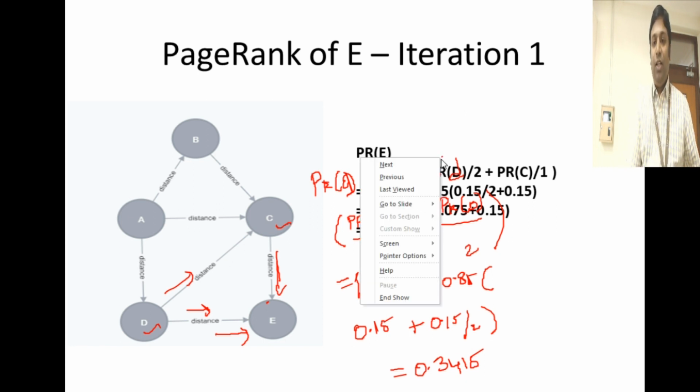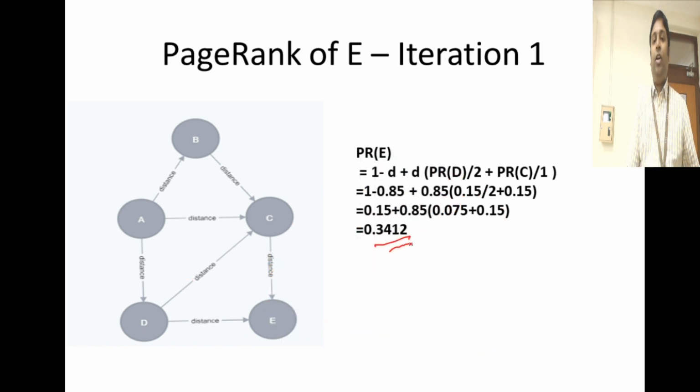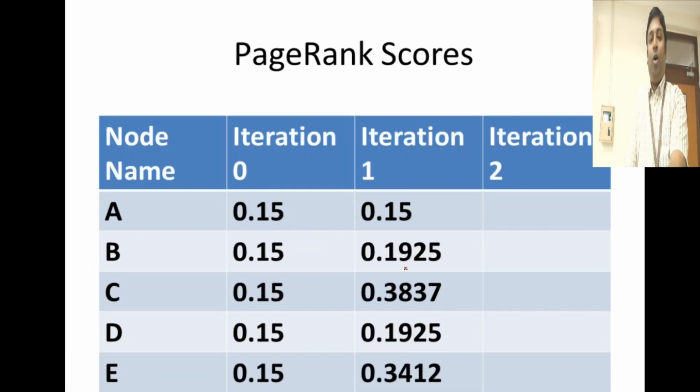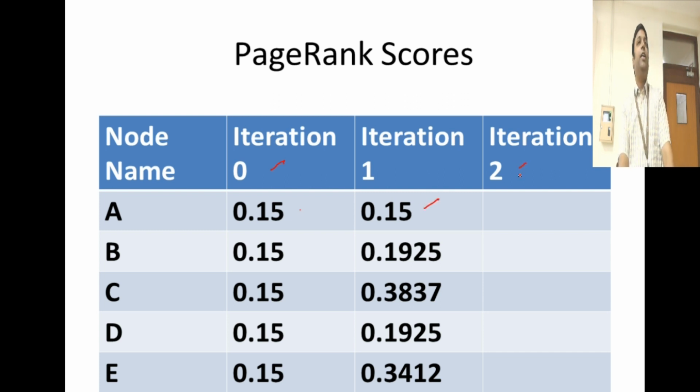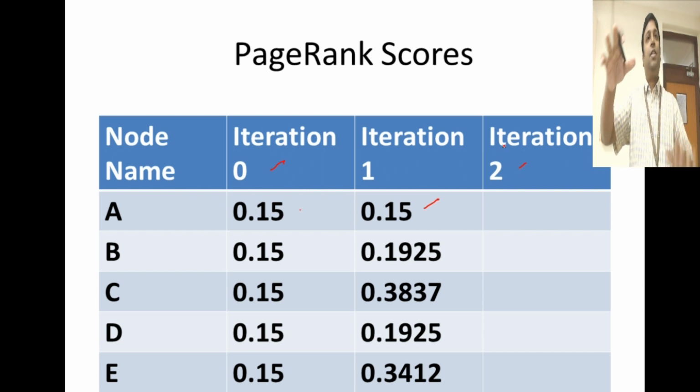let me erase all these things on the slide. Let's see the answer. So it's 0.3412. So let's go and populate this. This is for iteration 0. Using these values, we computed iteration 1. Using that, we have to go to iteration 2. Like that, we have to follow many iterations until we come to a state wherein the values converge. I mean, there will be no further changes to the values.